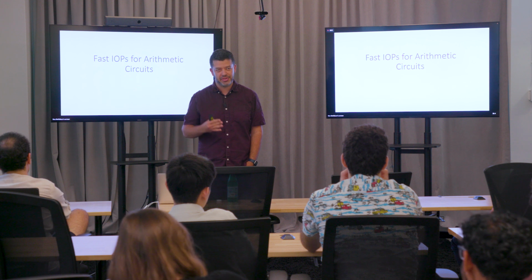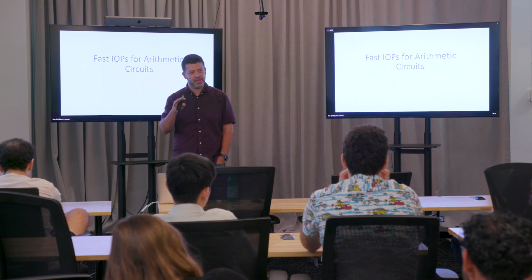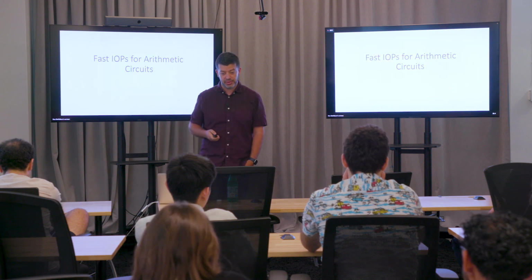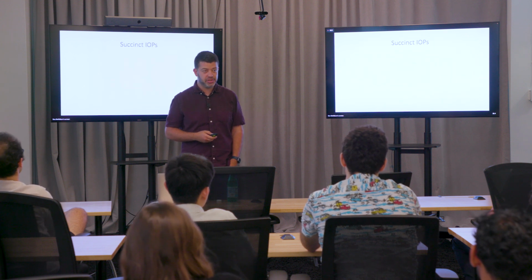I want to show you, very quickly, the new idea, this code switching idea that I hinted at, and we'll do the rest on Thursday. So how do we construct fast IOPs, not just succinct?